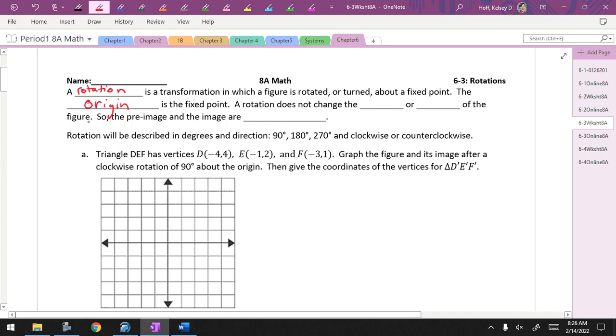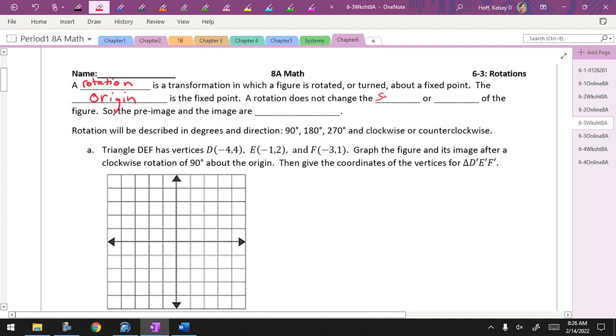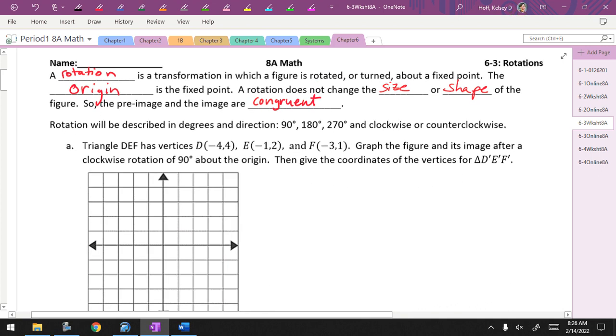A rotation does not change the size or the shape of the figure. So the pre-image and the image are congruent. Congruent means same size and same shape. This is everything we've dealt with: translations and reflections. If it starts with a triangle, it's going to end with a triangle. If it starts with a rectangle, it's going to end with a rectangle, but it's going to be spun.